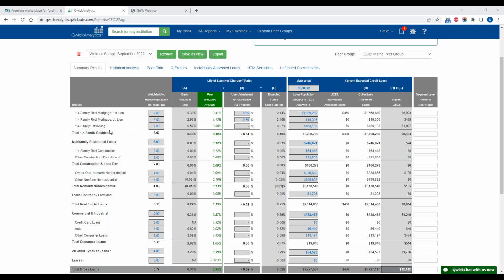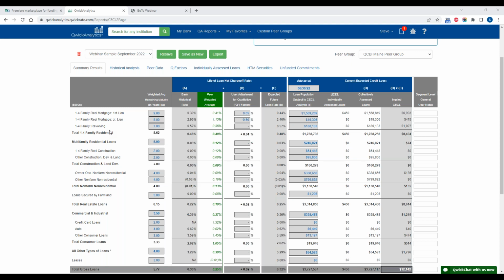Now, this is a critical input into the tool, and it is not a value that we can get, at least directly, from the call reports. Nowhere on the call reports does it ask you to do a remaining maturity calculation. So there's a number of ways we can assist you with that in utilizing the tool, whether you can request the remaining maturity calculations from your core or ALM. That's certainly an easy way to do it.